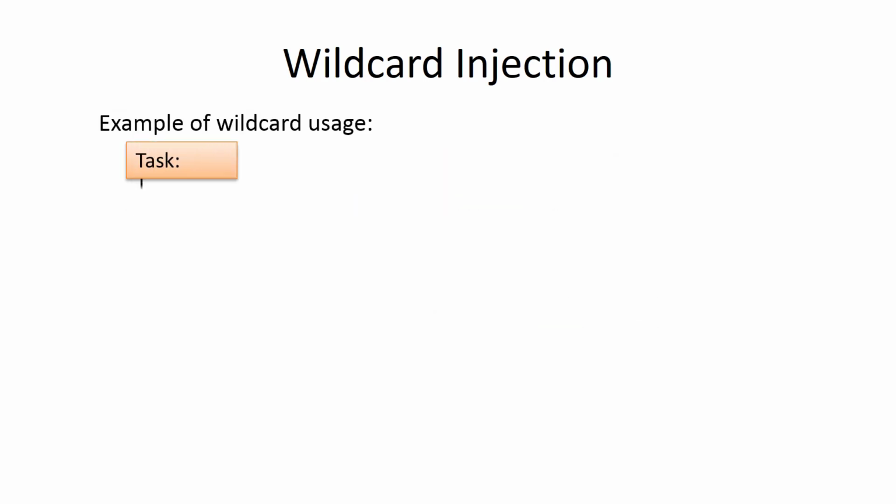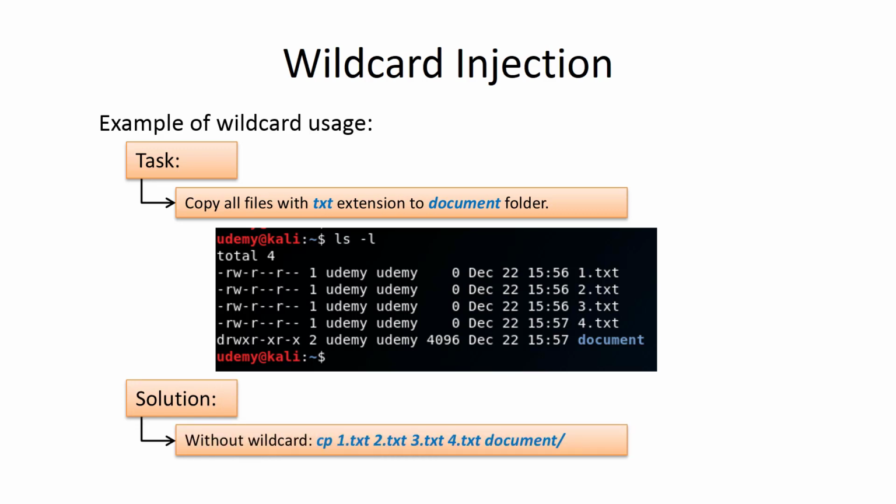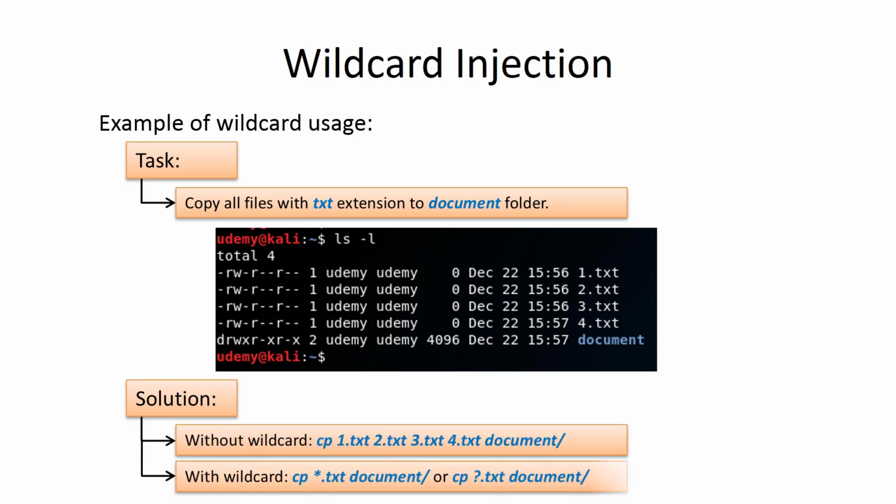Let's consider one example. We need to copy 4 files with the same extensions to the document folder. How can we do it? We can just list all the files in one command line, or we can use wildcard. All the files have the same extensions, so we can replace file names with wildcard. In this case, the command looks shorter. So this is the way how the wildcards are used.